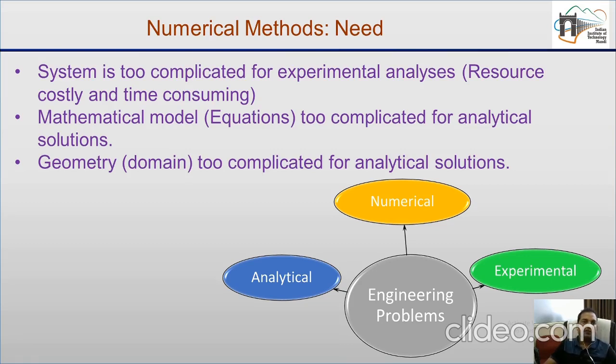And there are some points. If the system is too complicated, as you already discussed, experimental analysis is a little bit difficult due to resources. And if the mathematical model, which represents the particular system, is complicated, then the analytical solution is also difficult. And sometimes if we consider geometry that is complicated, then also the analytical solution is not an easy thing. So we can move to other numerical methods.